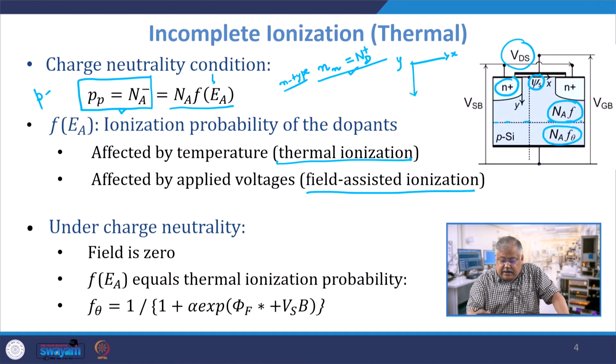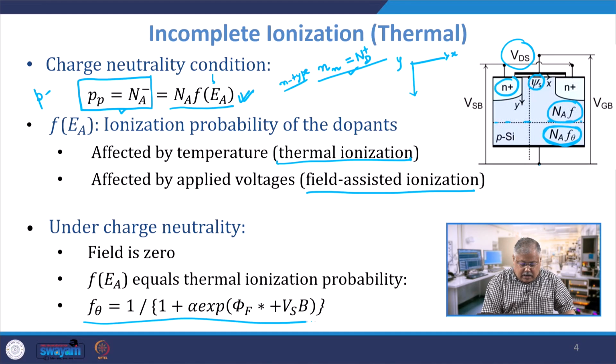One is Na of F, which is this one which I am talking about, which is again thermal and field assisted, and Na of F theta, where F theta is basically this expression which you see, and it also depends therefore on the VSB value. I will explain to you how this comes out. So there are two regions of operation where you actually have an ionization taking place. It can be complete, it can be incomplete.